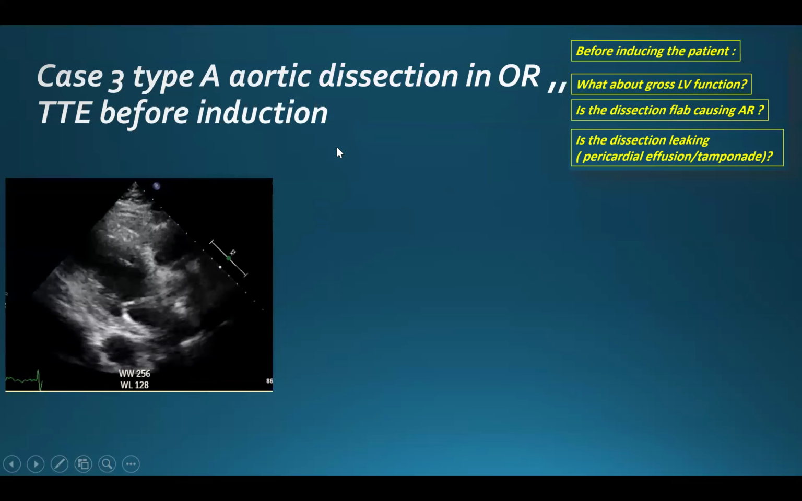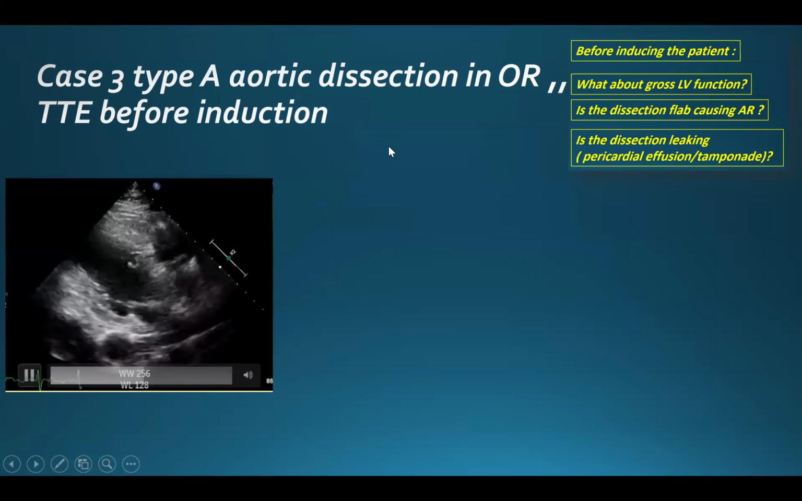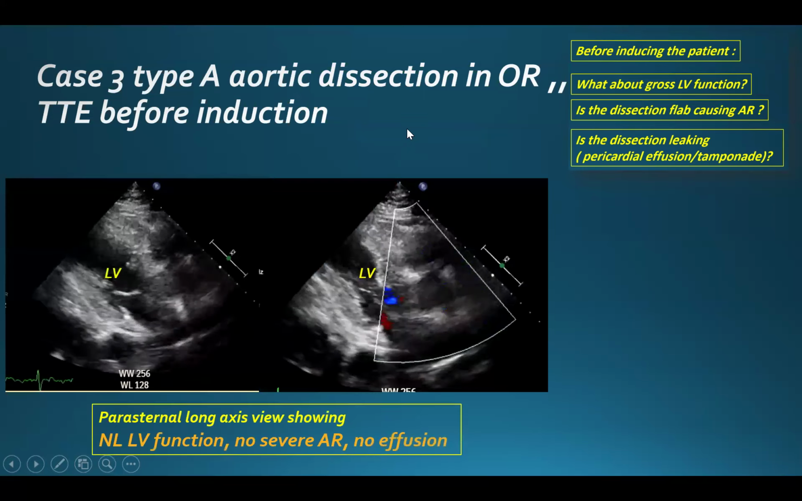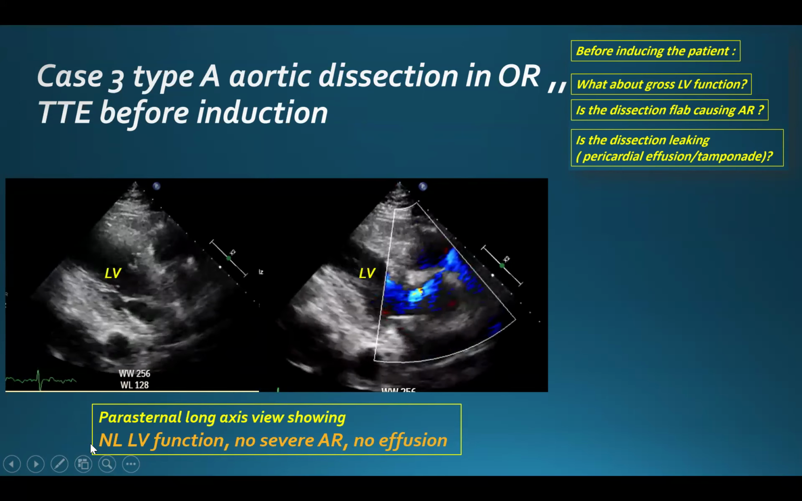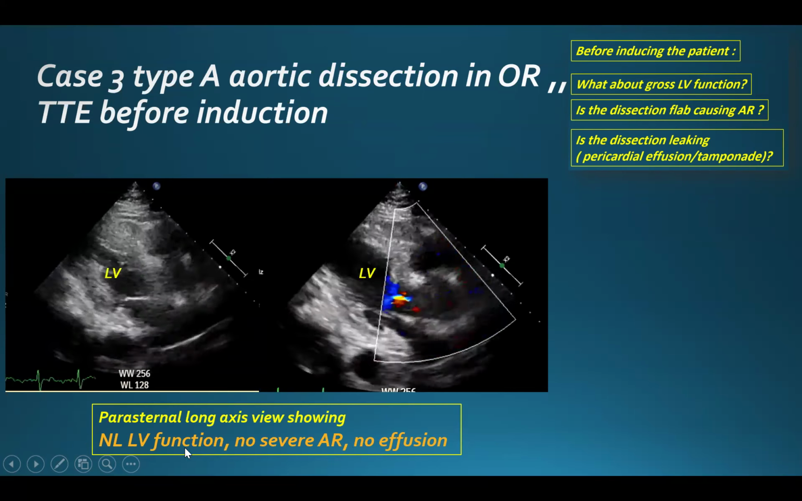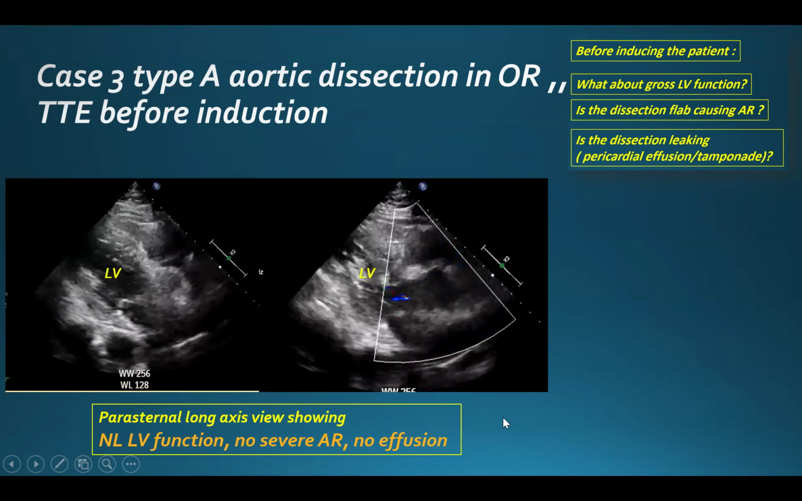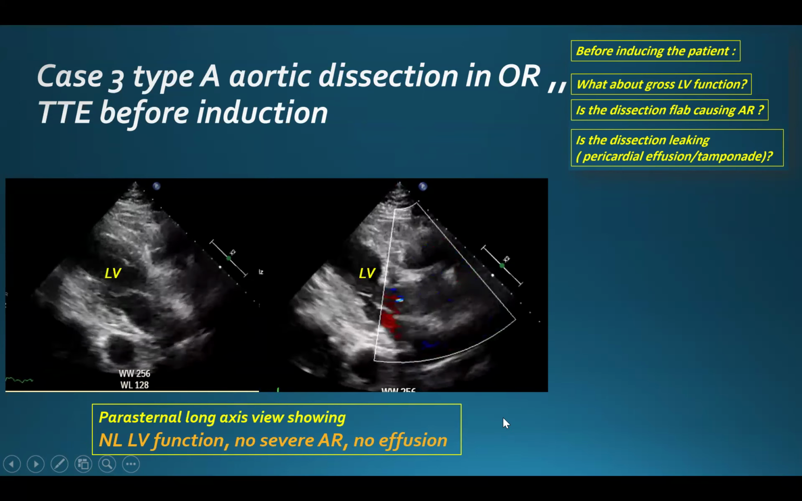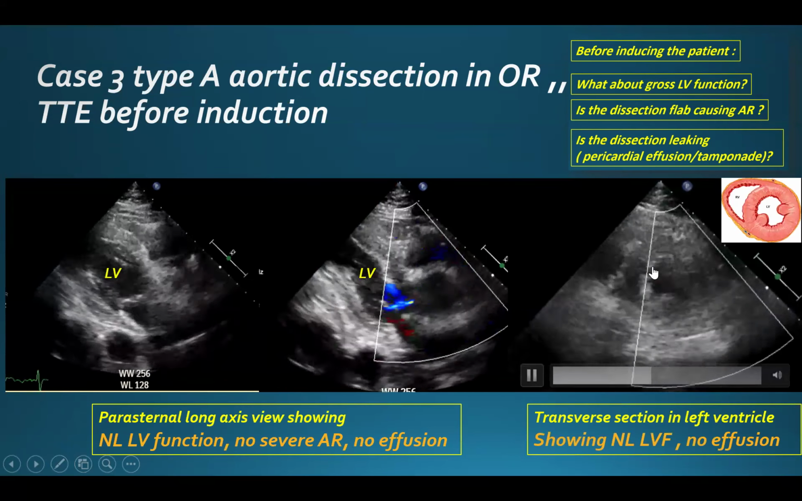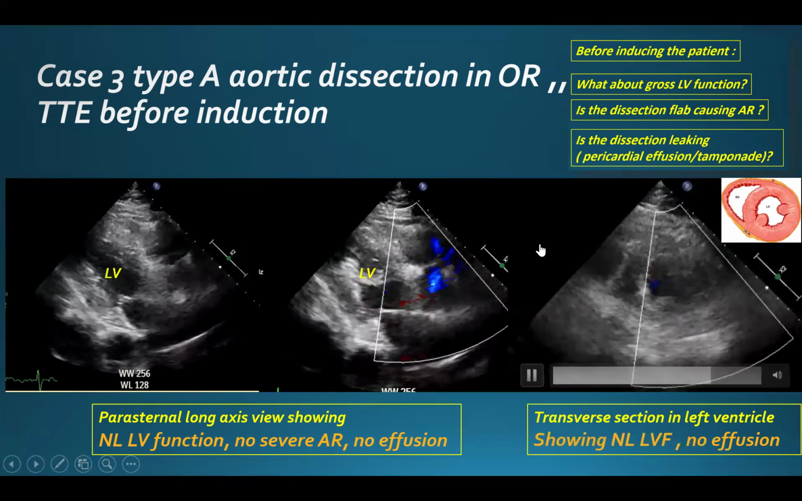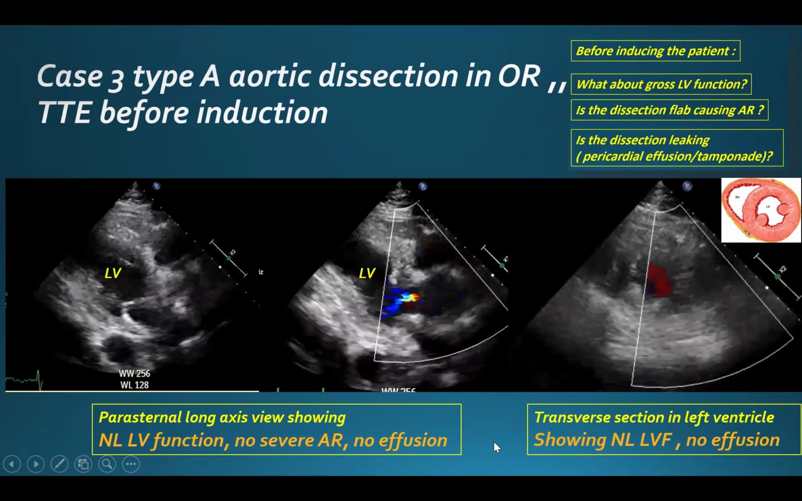So we decide to do an echo for this patient, transthoracic, a rapid quick look. This is the parasternal long axis, 2D and the color. You can state from this view that there is gross normal left ventricle function and no pericardial effusion. And from this color, you can tell there is no severe aortic regurgitation. We confirm this finding also with the transverse section view of the left ventricle, to confirm what we saw in the parasternal long axis view.